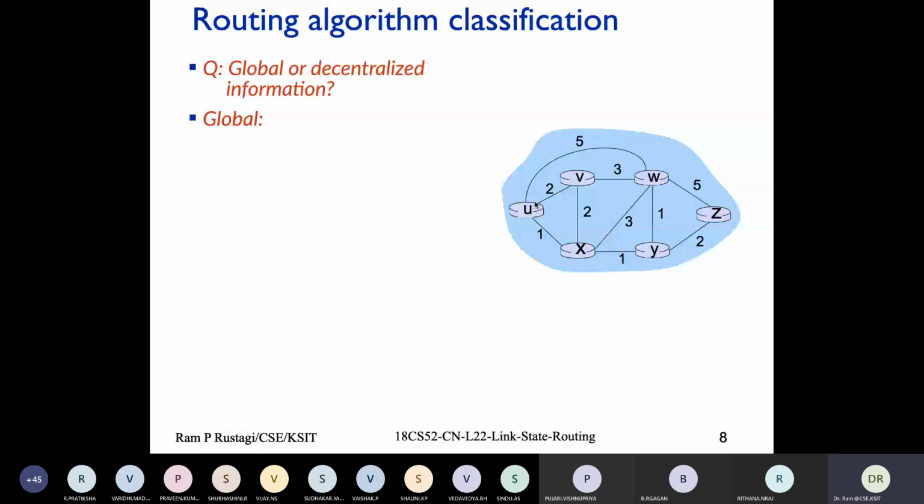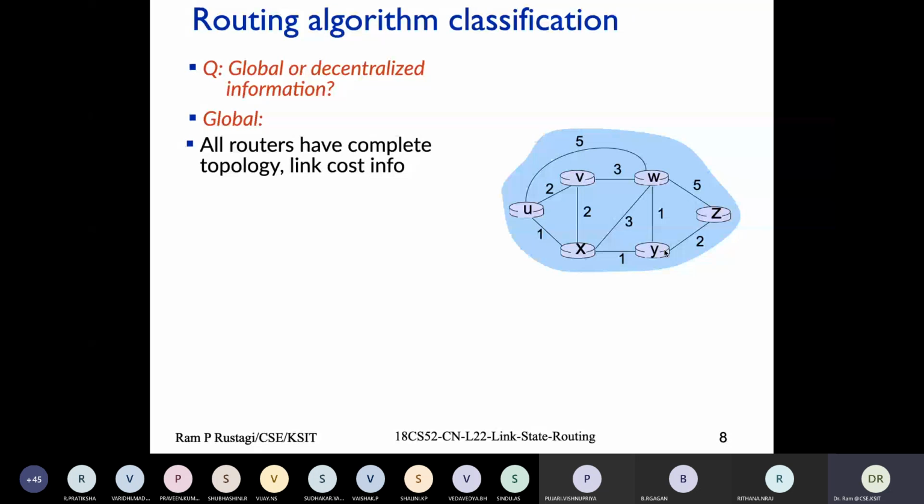So if it is global, meaning node U is connected to V, is connected to X, is connected to W. Does node U know about the link YZ, or does node U know about the link WY? That means if a node knows the entire network connectivity, W knows about the link UV, W knows about the link XY. So each node knows about the entire network topology, and that is what we call a link state routing protocol, when each node knows about everybody.